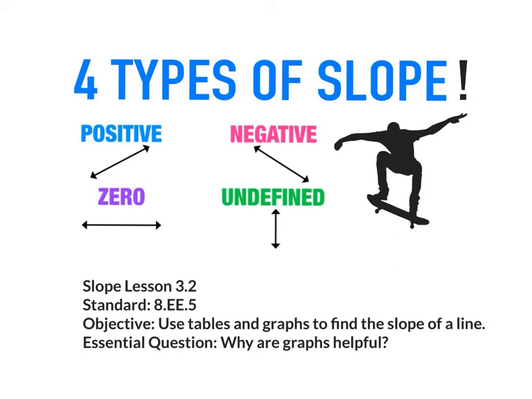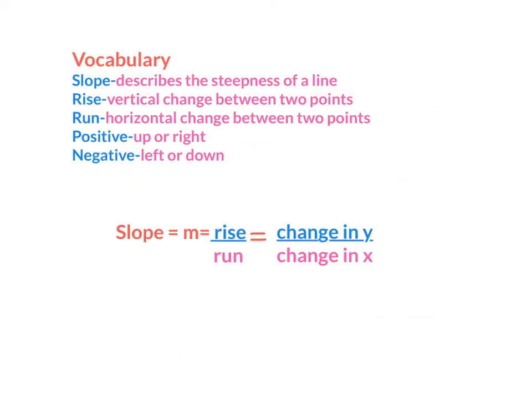Slope, Lesson 3.2. The standard is 8.EE.5. The objective is to use tables and graphs to find the slope of a line. The essential question: why are graphs helpful?